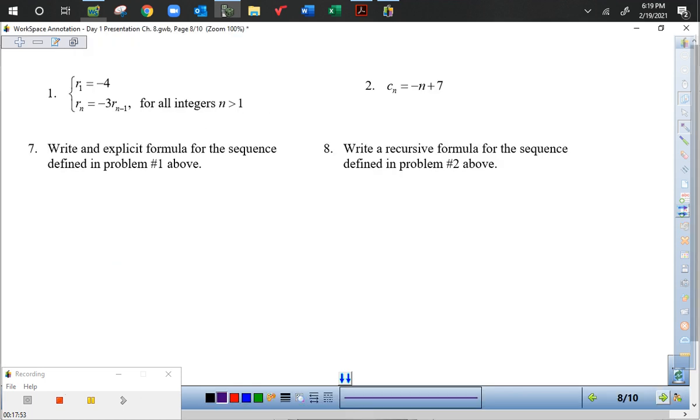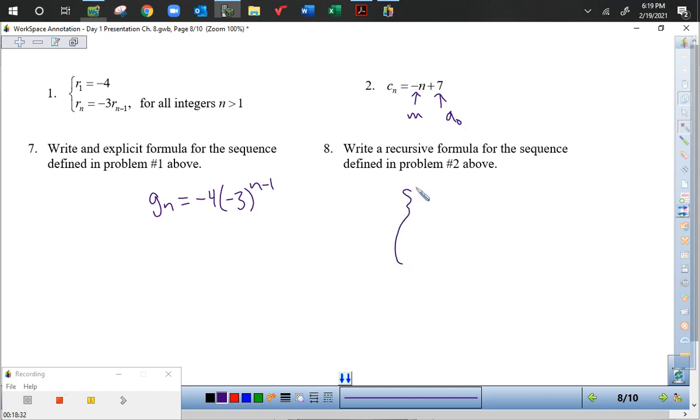On number 7 and 8, we're supposed to write an explicit equation. We already did this for number 1. I showed you that we can write this as the nth term is -4 times the rate, -3, to the n minus 1 power. But what we haven't done is talked about how to write a recursive equation if we're given the explicit. So again, remember this is your slope, and this is your y-intercept, which is really your 0 term. It doesn't super exist, but we'll talk about how it's going to help us.